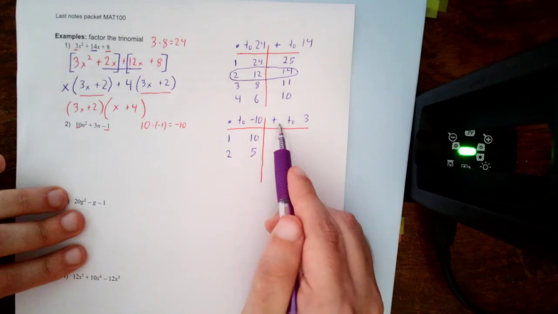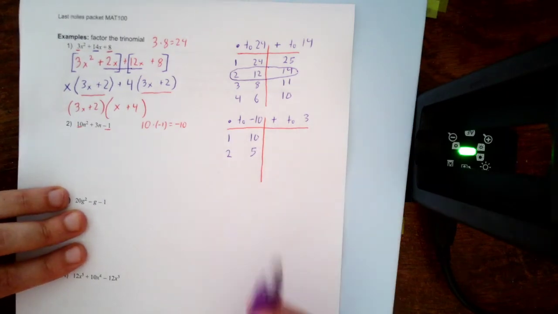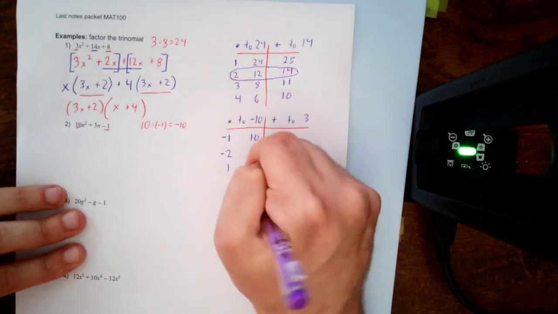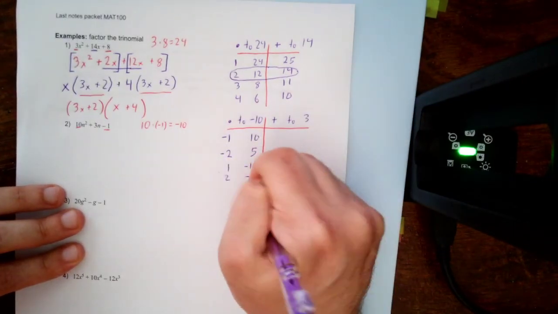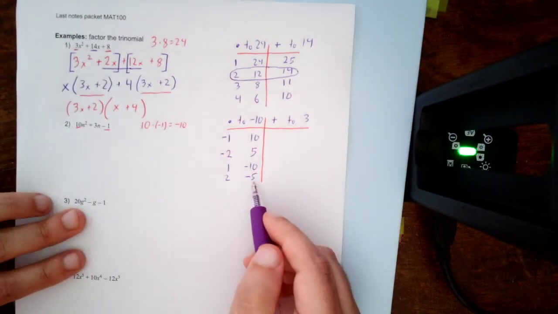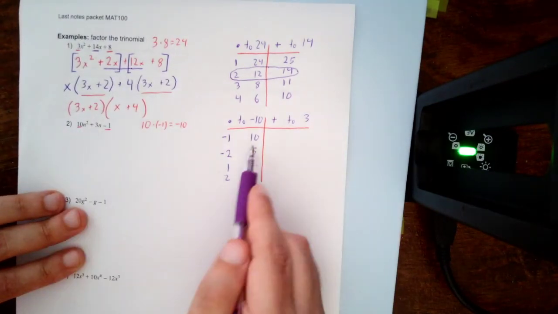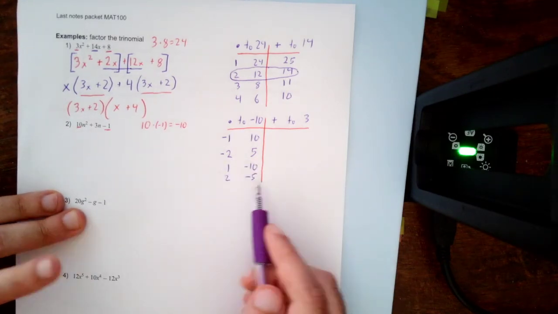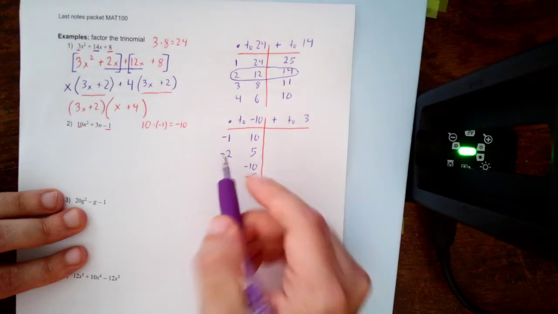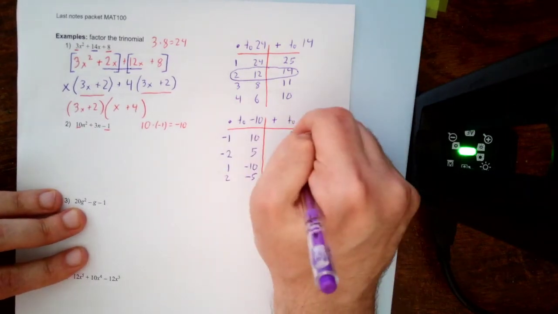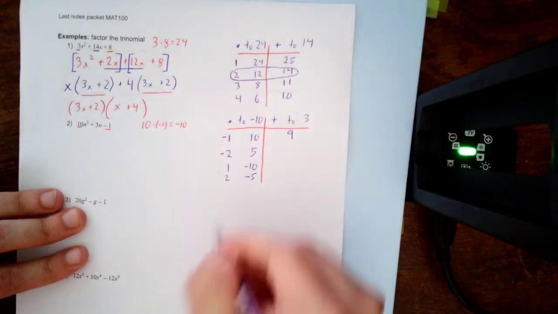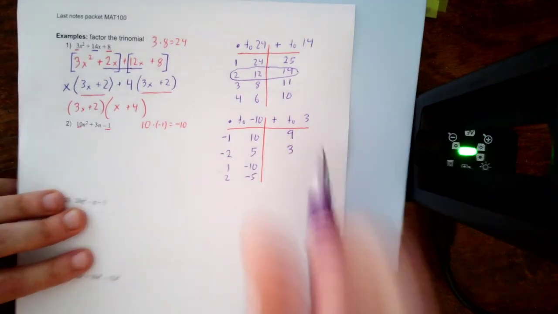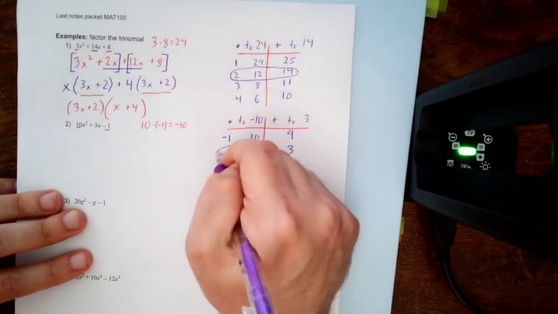However, if I want them to add to positive 3, I know the smaller number must be negative, right? I don't need to consider these cases where the larger number is the negative. The 3 is positive, so I know I'm confined to these top 2 cases, not these bottom 2, right? I want a positive 3. Negative 1 and positive 10 add to positive 9, whereas negative 2 and positive 5 add to positive 3, which is what we wanted, right? This is the row we want.